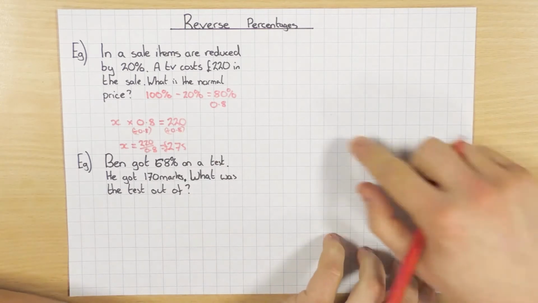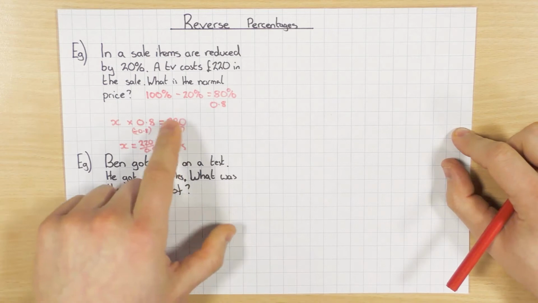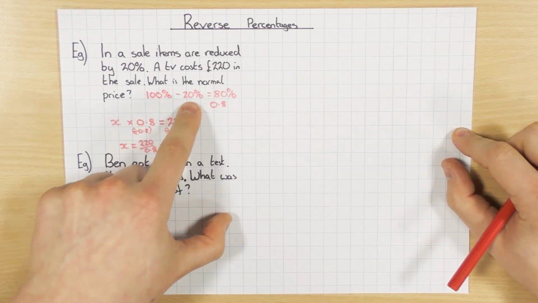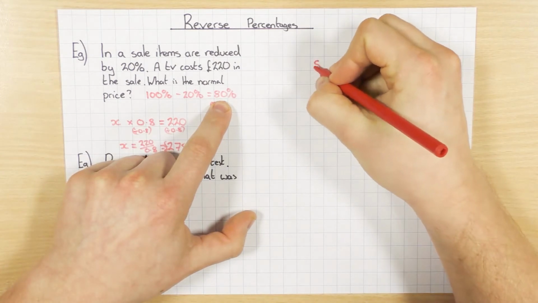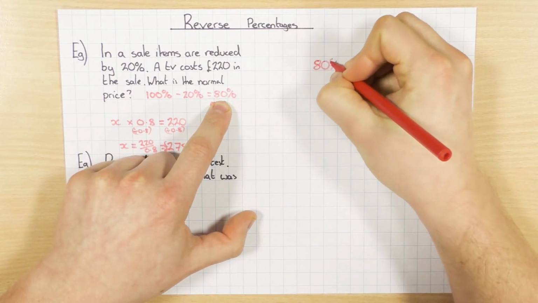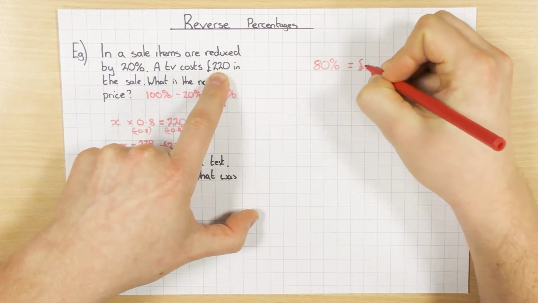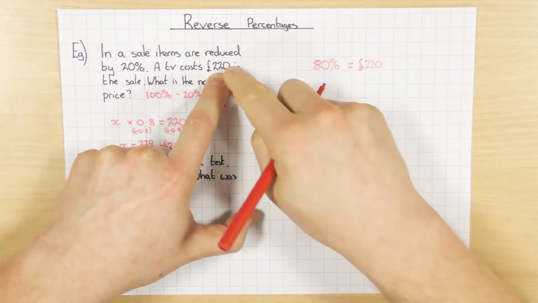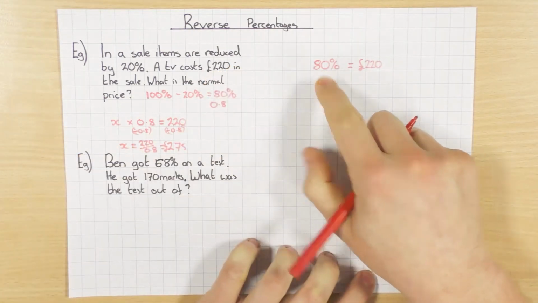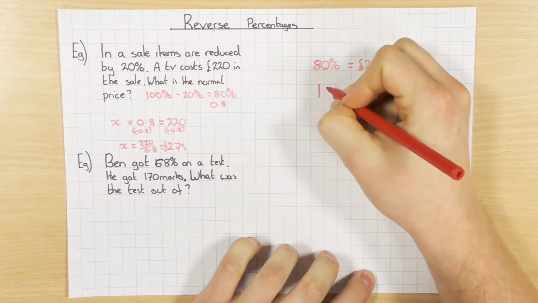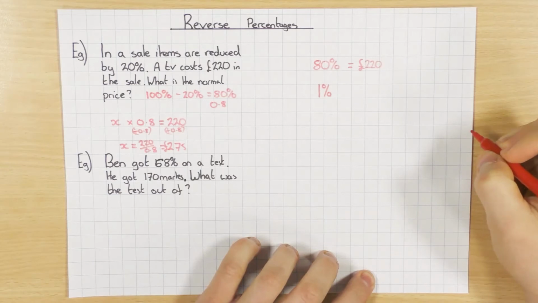The other way you can do it is using what we call the unitary method. The start is still the same. I've got 100%. If I take away 20%, I'm left with 80%. So we know that 80% equals £220, because that's the value of the TV in the sale. So this equals 80%. What I'm going to do is find out what 1% is, because once I know what 1% is, I can then find out anything.